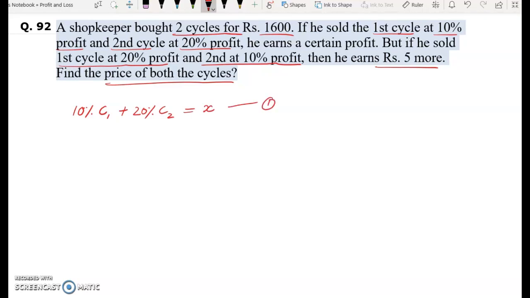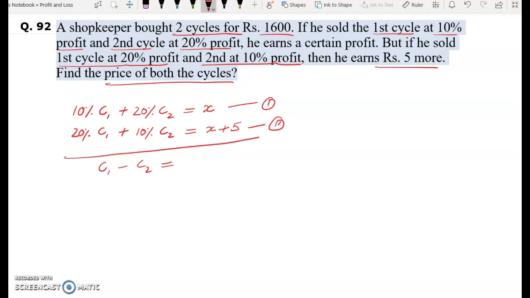And in second condition, he sells the first cycle at 20% profit, 20% profit on first cycle and 10% profit on second cycle. And he earns rupees 5 more. So X was the earlier profit. Now his profit is 5 more, which is X plus 5. Now we can easily find the difference of C1, cycle 1 and cycle 2. The profit is how much more? 5 more. So we will take the 5 here and we will divide this by the difference in profit.